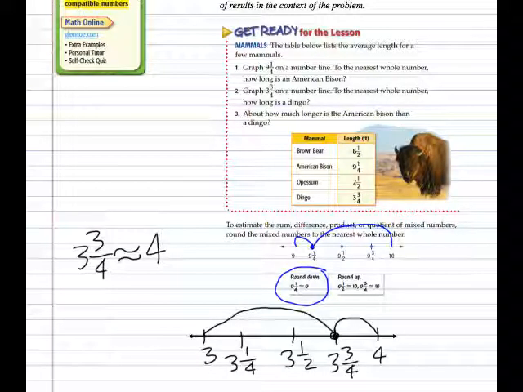About how much longer is the American bison than the dingo? The estimate there would be 9 minus 4, which would be 5.